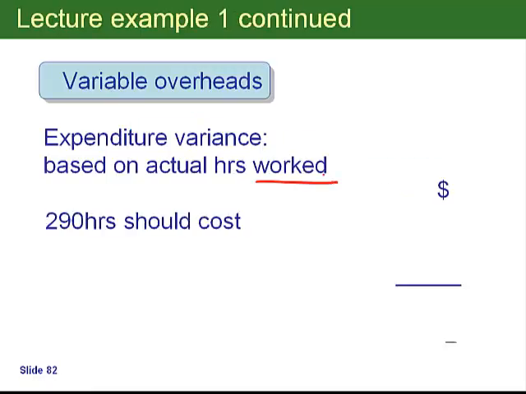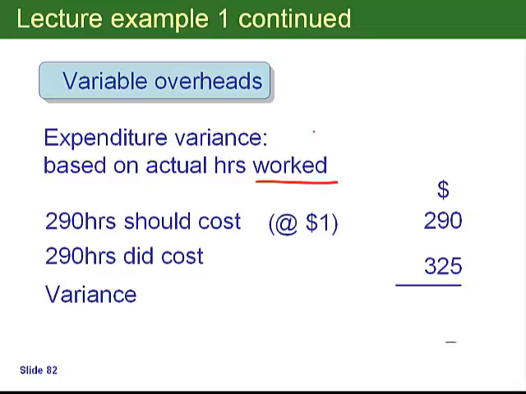So our hours worked were 290. Now when you're bringing in the should cost, make sure you bring in the rate per variable overhead hour, not the labour. So in this instance we're looking at $1 an hour. We actually spent more, we spent 35 more, so that is an adverse variance.